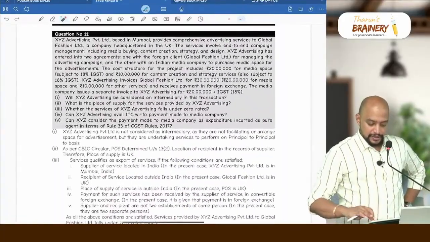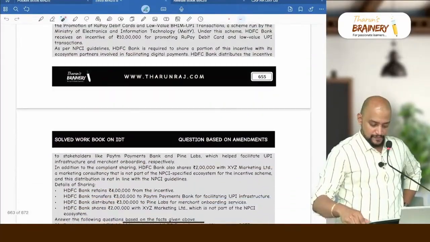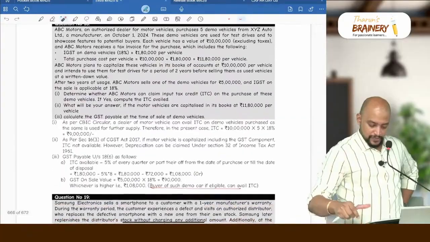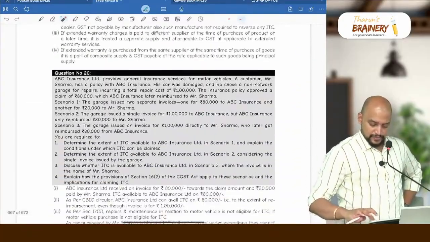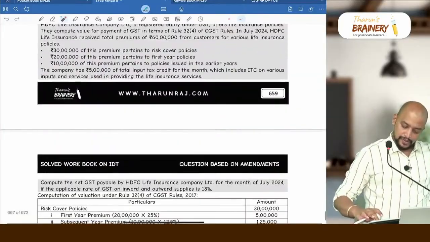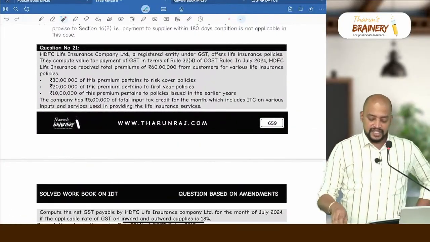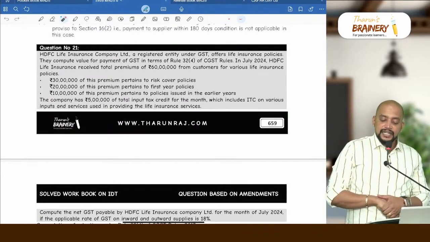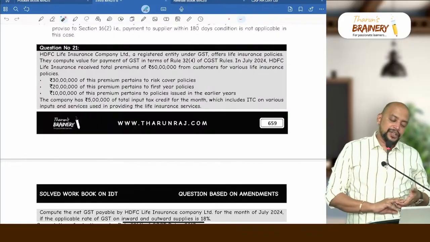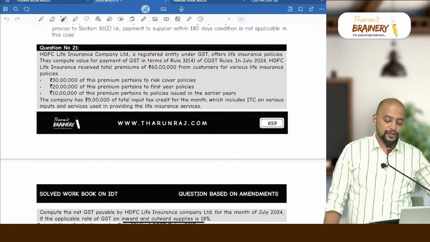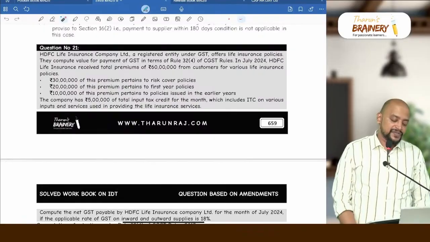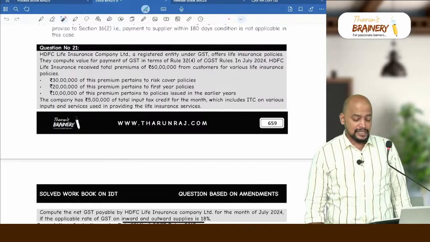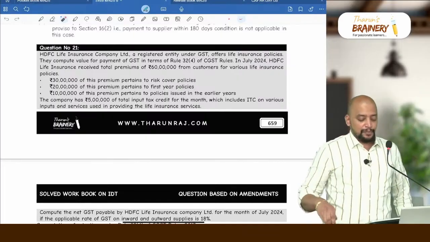Question number 21, page 659. HDFC Life Insurance Company Limited, a registered entity under GST, offers life insurance policies. They compute the value for payment of GST in terms of rule 32 sub rule 4 of CGST rules. In July 2024, HDFC Life Insurance received total premium of 60 lakhs from customers for various life insurance policies. 30 lakhs of this premium pertains to risk cover policy.